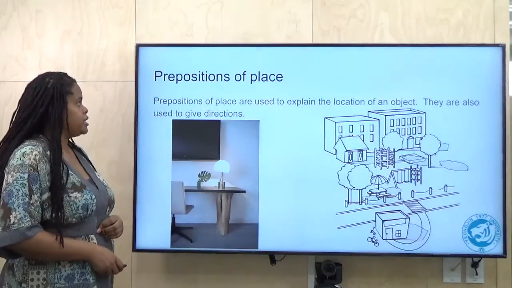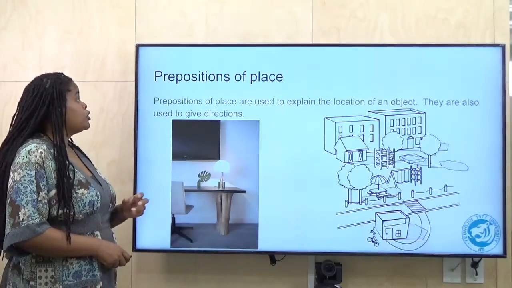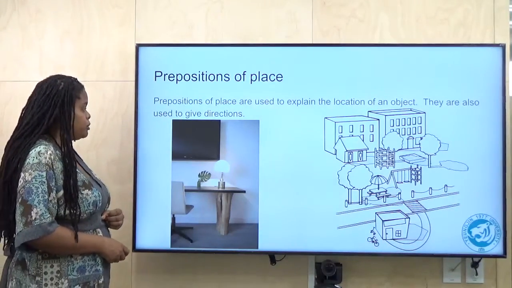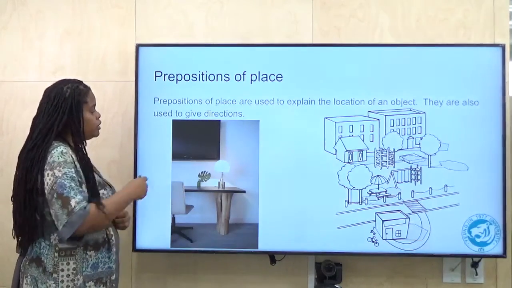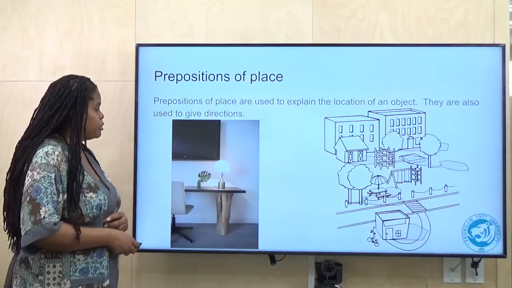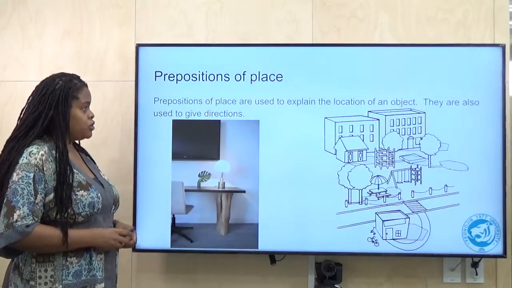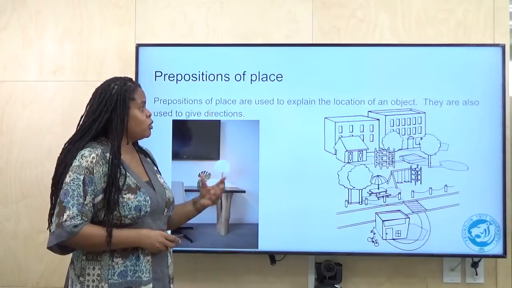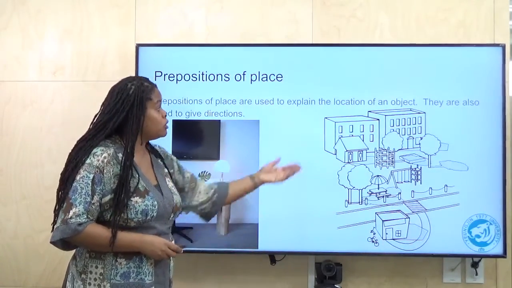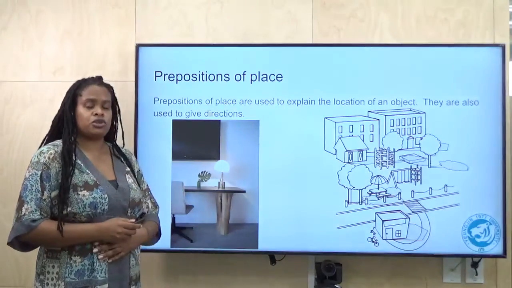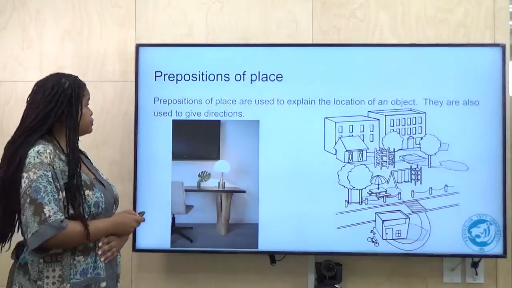Prepositions of place. These words are used to explain the location of an object. So for example, the lamp is on the desk, on being a preposition. They are also used to give directions. So if you wanted to find out how to get to the bathroom, you would give directions using the prepositions we're going to be learning today.